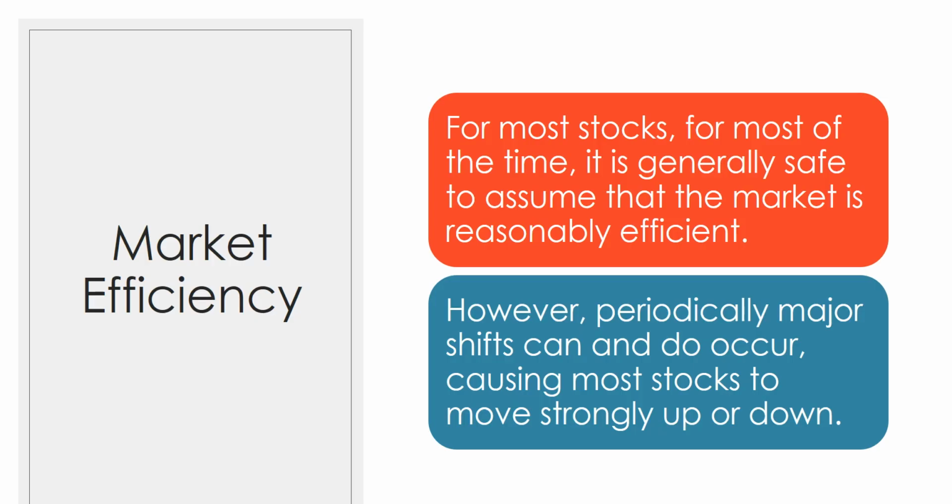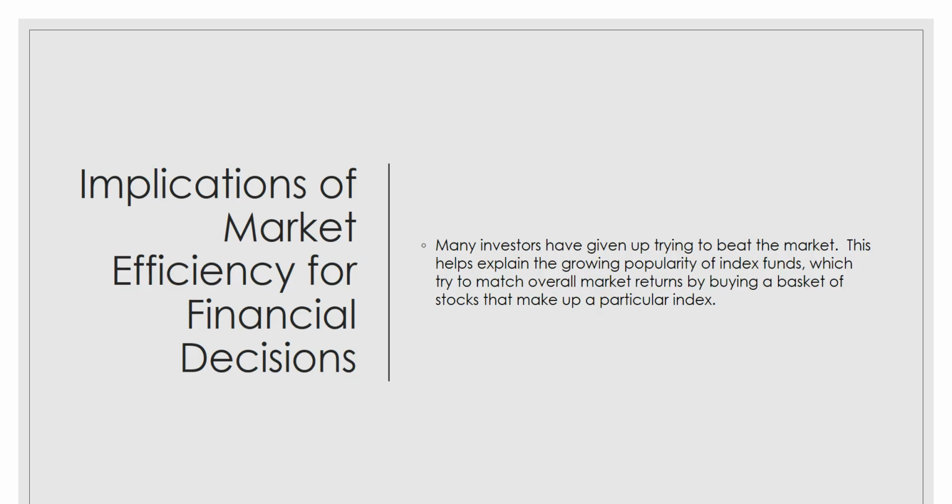For most stocks, most of the time, it's safe to assume the market is reasonably efficient. However, there can be major shifts causing stocks to move strongly up and down, when we look at the housing crisis, for example. Investors have, to a large extent, given up trying to beat the market, and that does help explain the popularity of index funds and mutual funds, where they're able to just purchase a basket of stocks that provide them with adequate diversification.